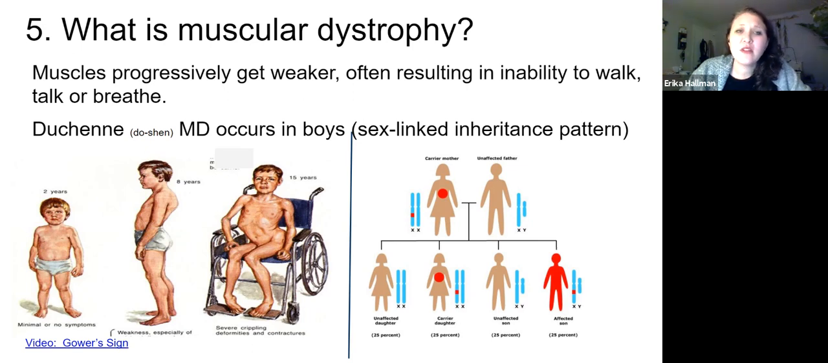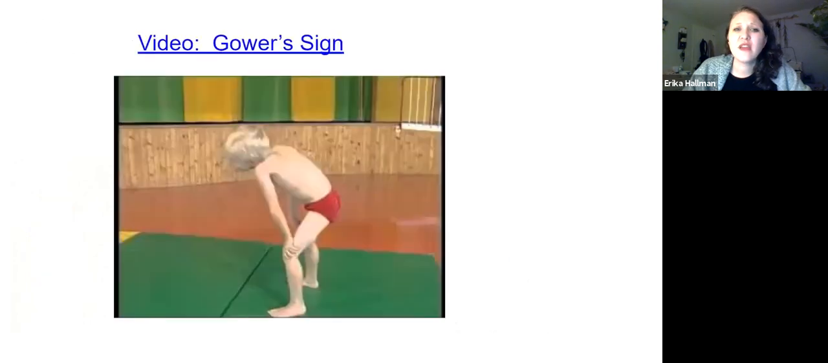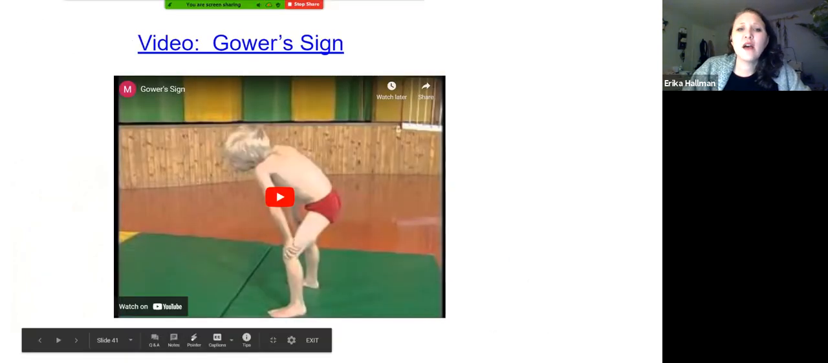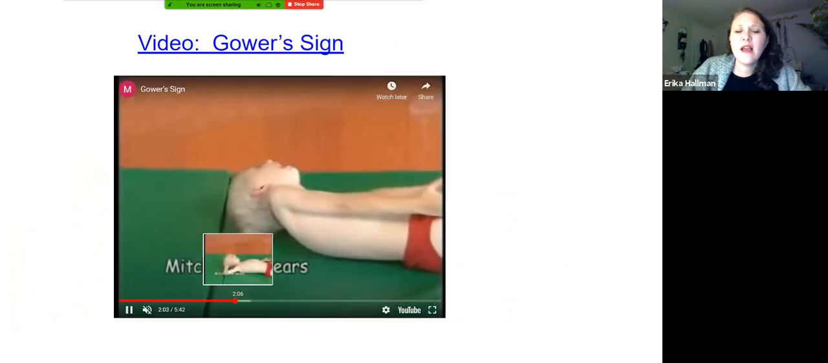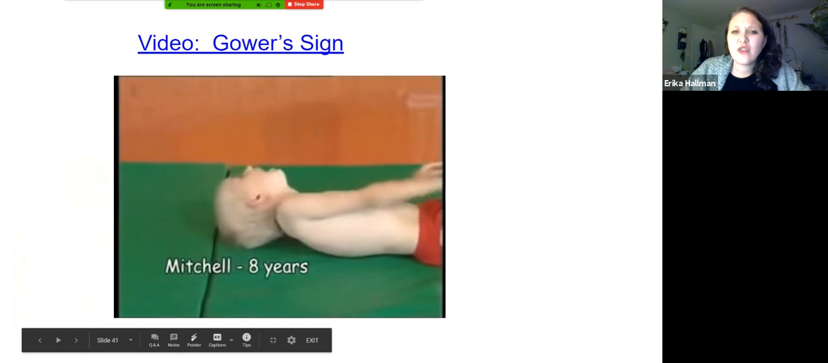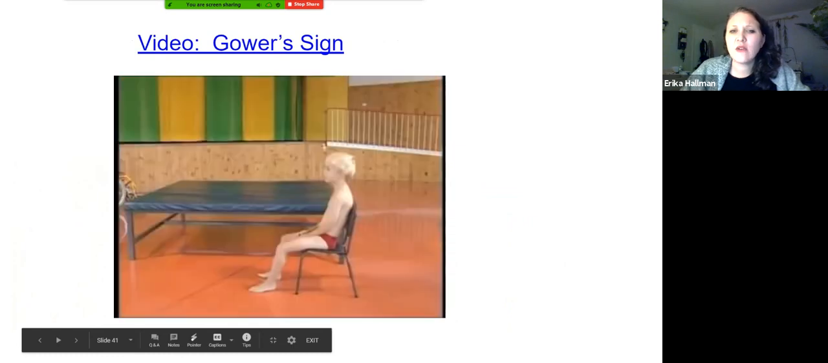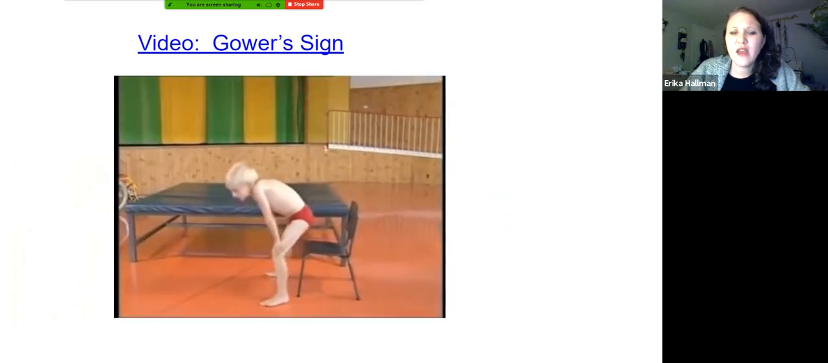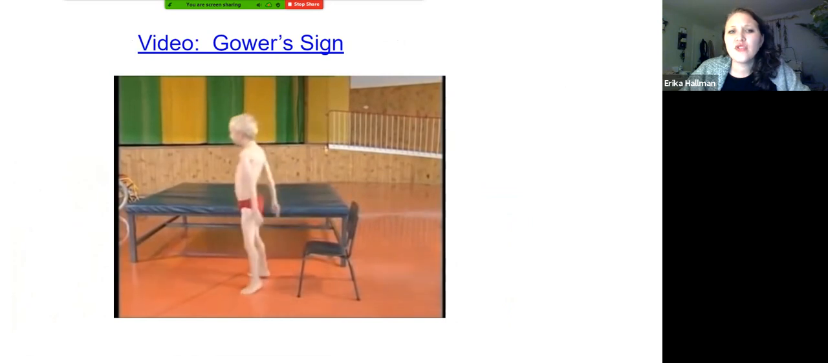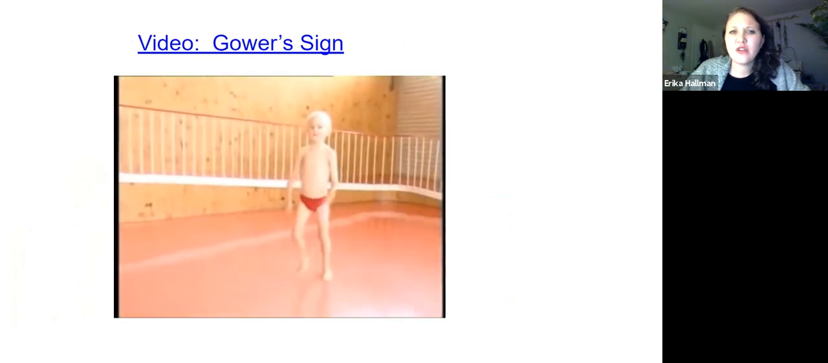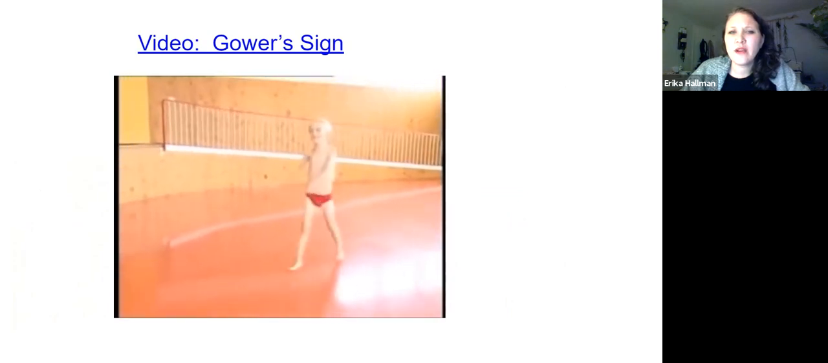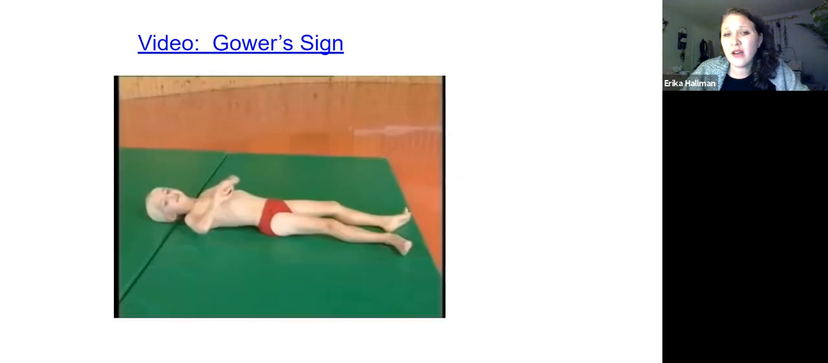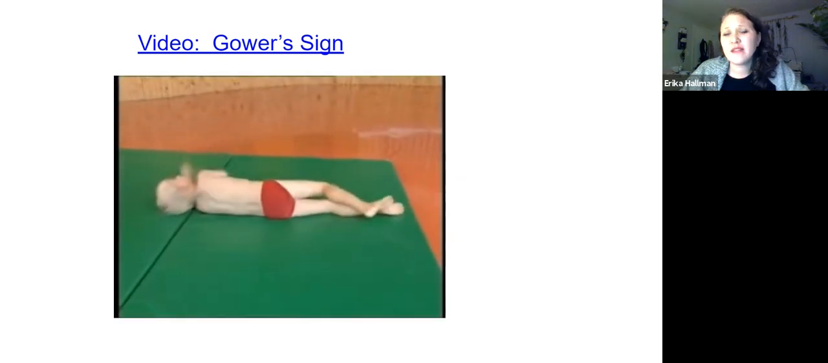So Duchenne muscular dystrophy is one of the categories of muscular dystrophy, and it's categorized by a child not being able to stand upright. They lose a lot of the muscular strength in their back, so you can see this is an 8-year-old with Duchenne muscular dystrophy, and they struggle to walk upright, they struggle to balance. All of those muscles that go into holding our torso upright and to walk, those are the muscles that start to break down.